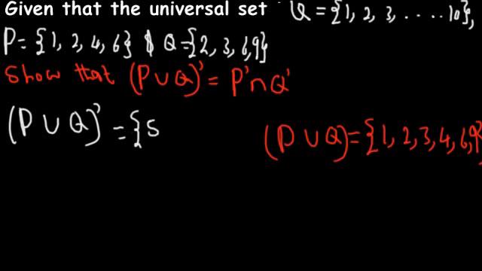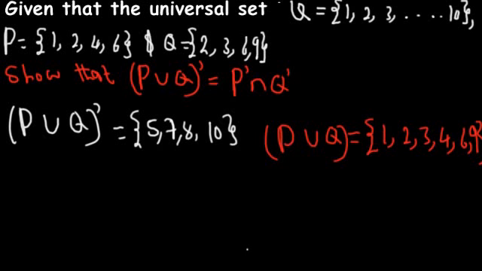So we have the first element to be 5. 7 is not in P union Q but is in the universal set, so we have 7. 8 is not in P union Q, so we have 8. 9 is in both. 10 is not in P union Q, so we have 10. So these are the elements of P union Q prime.